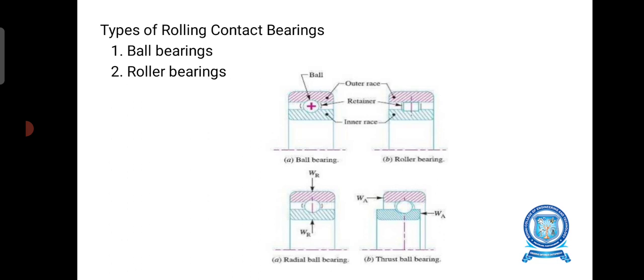The retainers are thin strips and are usually in two parts which are assembled after the balls have been properly spaced. The ball bearings are used for light loads and the roller bearings are used for heavier loads.